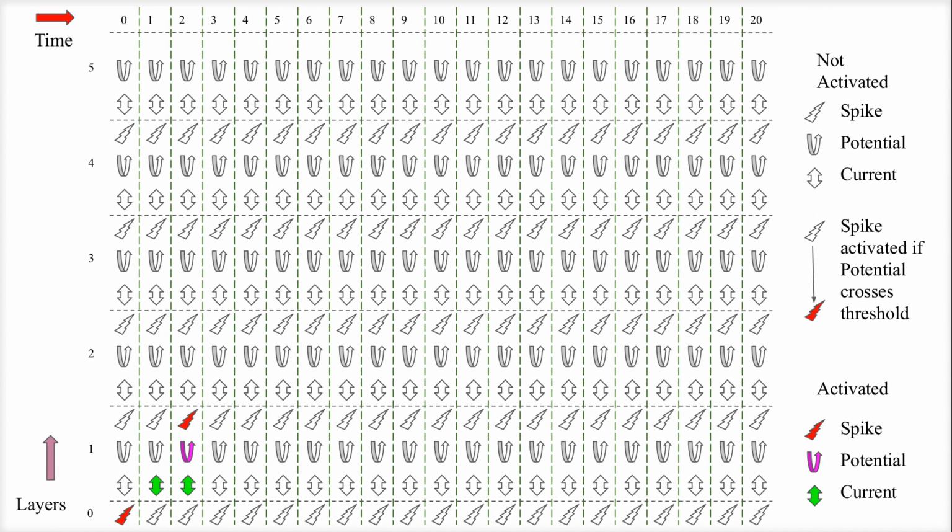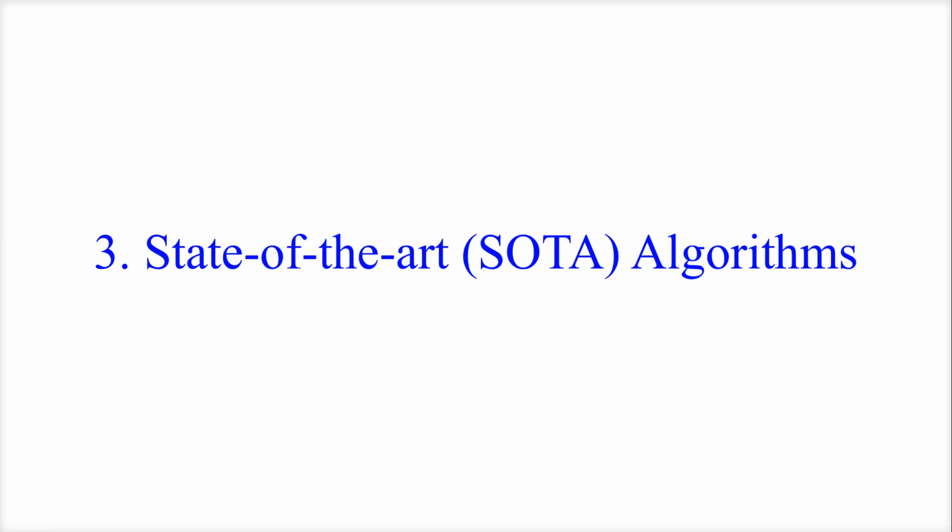So there is a spike in that particular time step, and then this spike will be communicated to the neuron of the next layer in the next time step, and the potential and current values of that neuron will also be updated. The process continues until all the iterations are performed or the required information has been generated, and finally it stops.